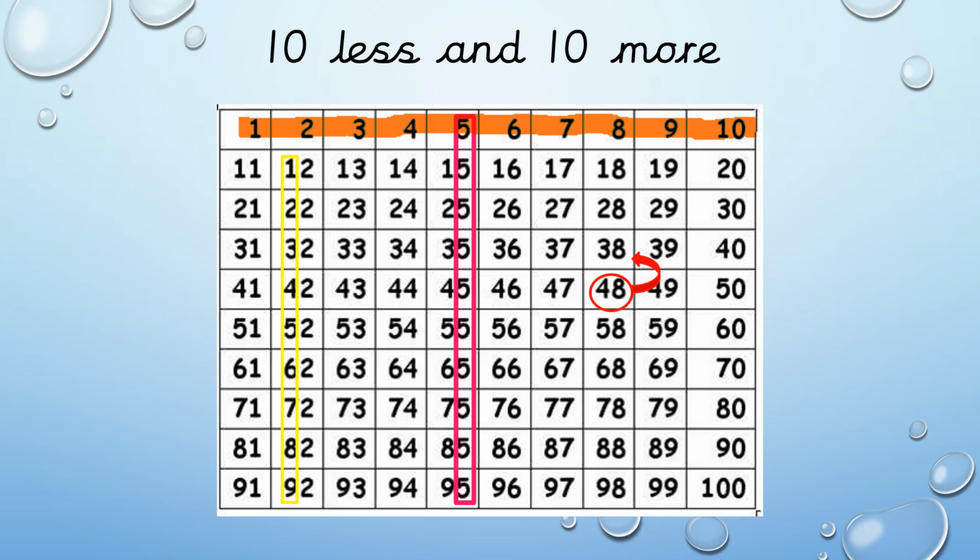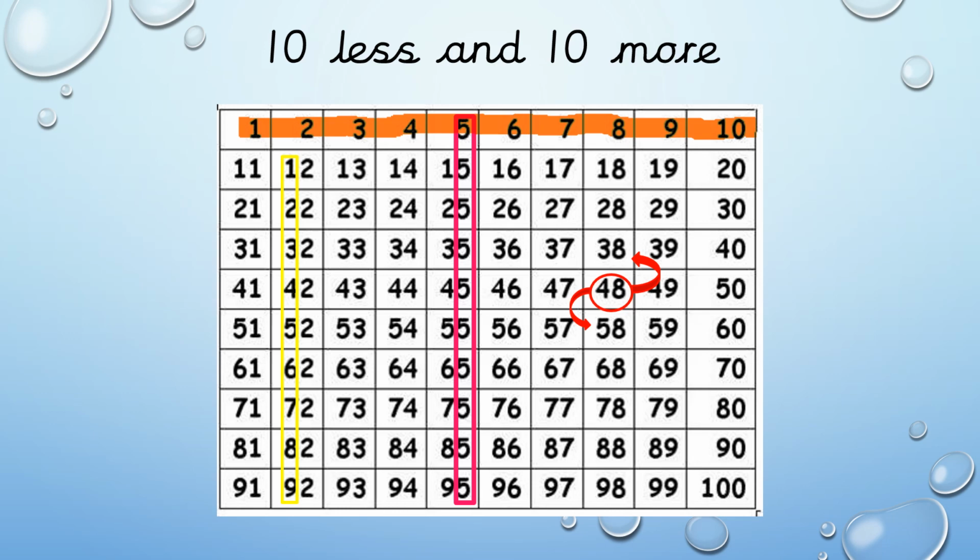Using 48 as our given number again, what would 10 more be? Our 1s aren't going to change, but our 10s are going to increase and be worth 10 more. Fantastic! 10 more than 48 is 58.